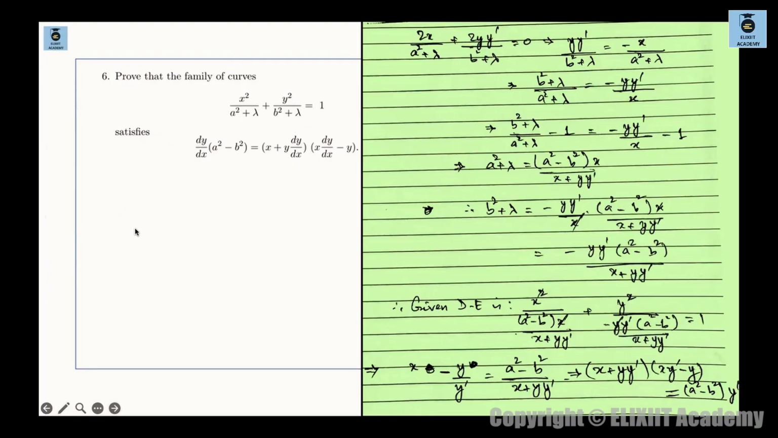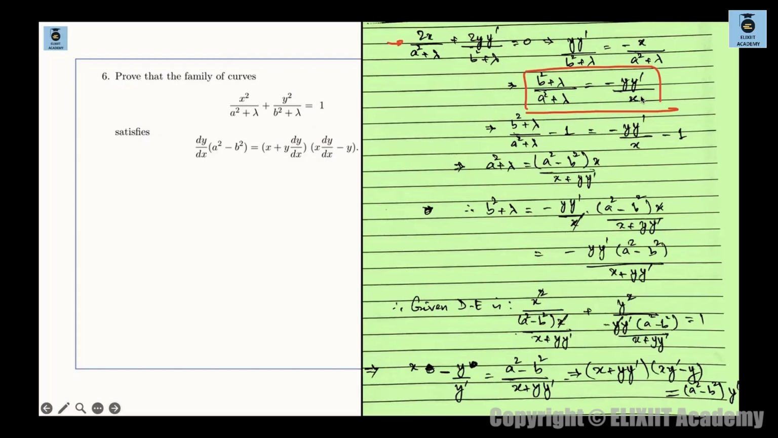Okay, so what I have done is I have differentiated this once. Our first target is to eliminate this lambda. So I'm differentiating this: 2x upon a square plus lambda plus 2y y dash upon b square plus lambda is equal to 0. Basic differentiation, the lower part is constant. If you separate this, we get y y dash, and finally we will get a ratio, b square plus lambda divided by a square plus lambda. Lambda is still not gone.